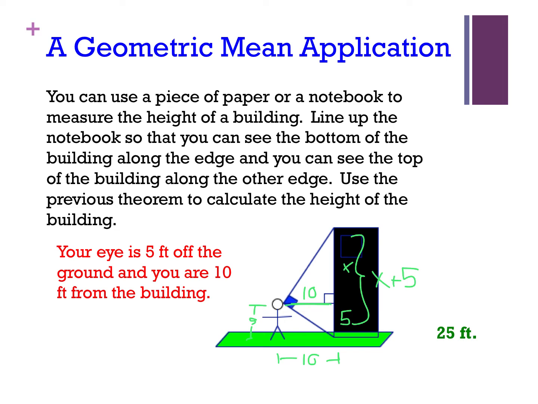So which geometric mean are we going to use? Well, I don't have the legs. The legs are right here of the original triangle. This leg and this leg, I don't have them, so I'm going to use altitude. The altitude 10 is going to appear twice across from each other, of the two pieces, 5 and x. So 5x, when I cross multiply, is going to equal 100. x is going to equal 20. So if the height is x, 20, plus the 5 that my eye was above the ground, I know the height of the building is 25.